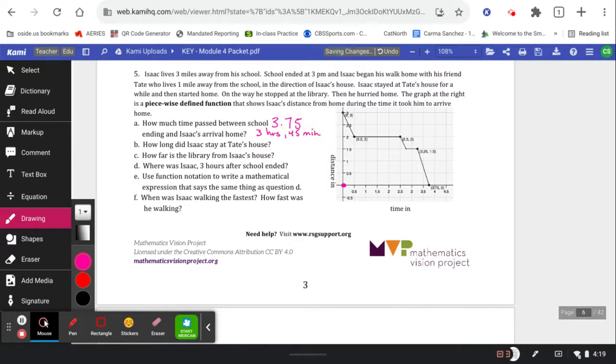How long did Isaac stay at Tate's house? School ended at 3. That's right here. Isaac began his walk home with his friend Tate, who lives 1 mile from school. He stayed at Tate's house for a while. So this little flat function is Tate's house. So how long did he stay? From this point to this point? Do you see how that's 2 hours? Go take a look at that and see if you can understand that that's how I got that 2 hours.